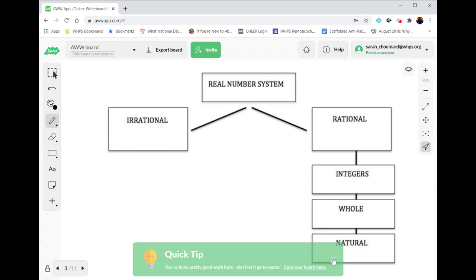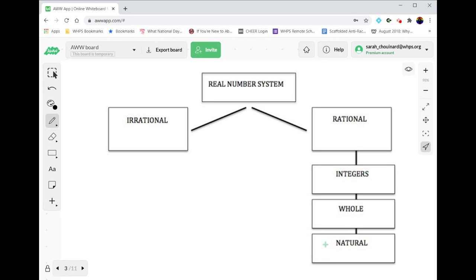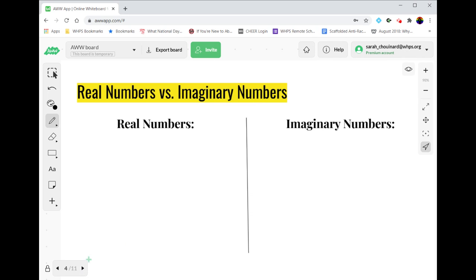We're going to come back to this chart at the end. You don't need to copy it down just yet, but basically we're going to be taking all numbers, which are called real numbers, and sorting them based off their characteristics into either the irrational or the rational column, just like we categorized animals as either vertebrates or invertebrates.